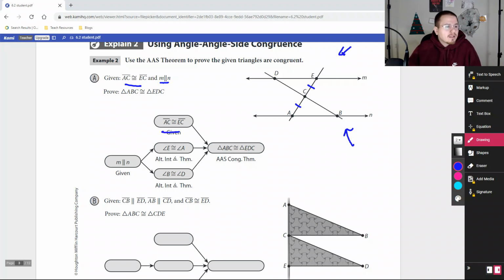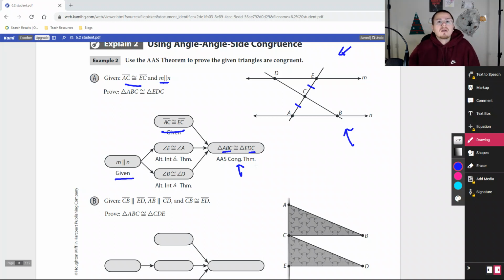All right, so we're given that the line segments are congruent. So we're trying to show that the triangles are congruent using the angle, angle, side congruency theorem. And again, I'm going to tell you right now, I really don't like this style of proof. It's just not how my brain works. Now, over here, we're also given something. We're given that they're parallel.